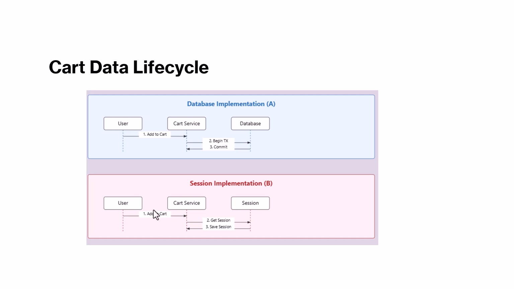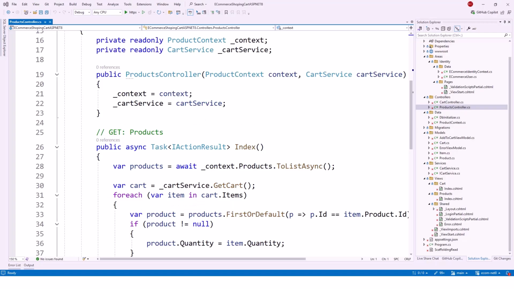And previously the earlier implementation was all session implementation. So user, cart service session, add to cart, get the session and save session. Okay, so there are a lot of things involved over here. Let's switch over to Visual Studio Code, Visual Studio once again, and start coding.